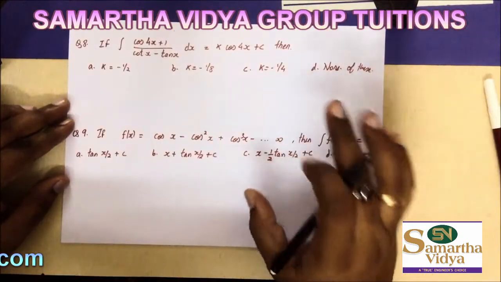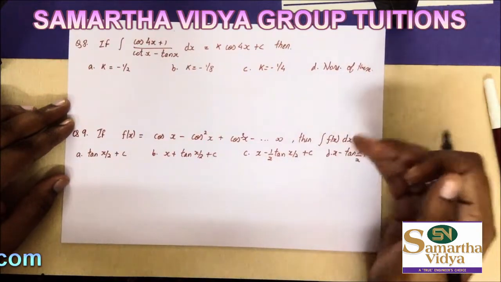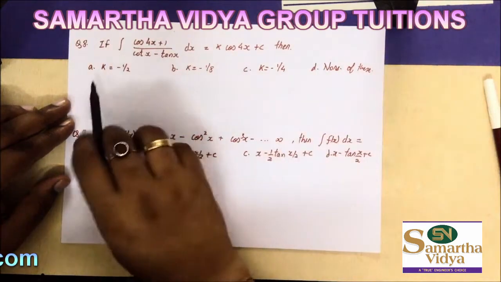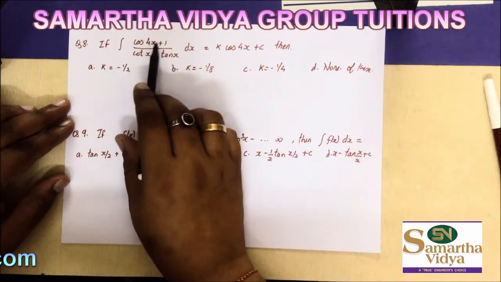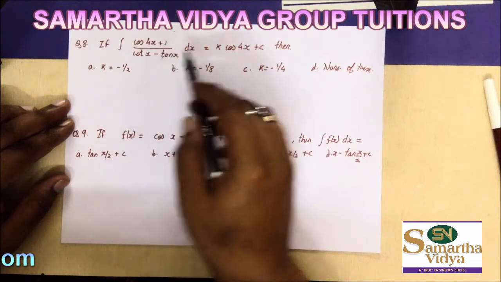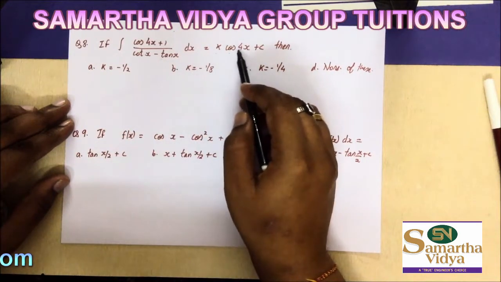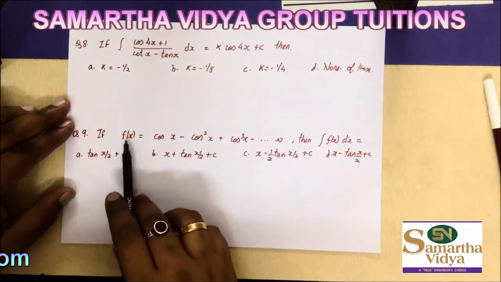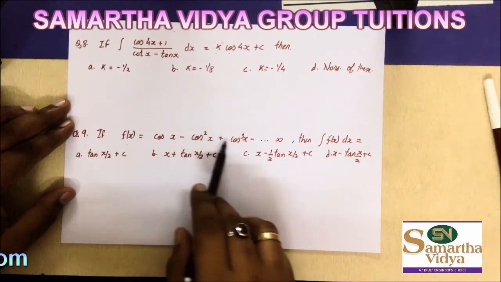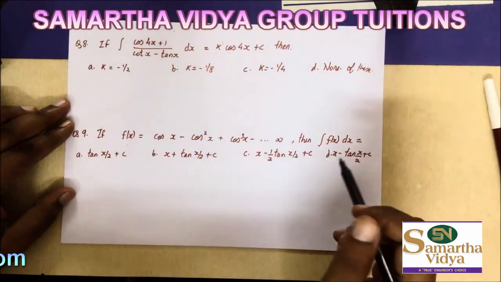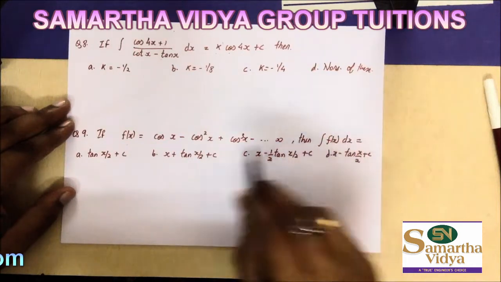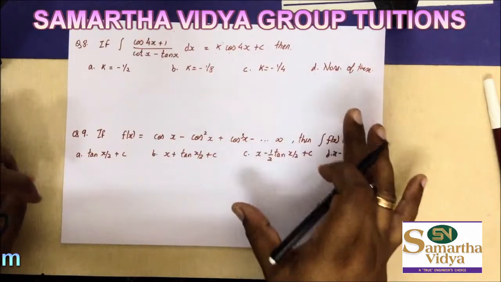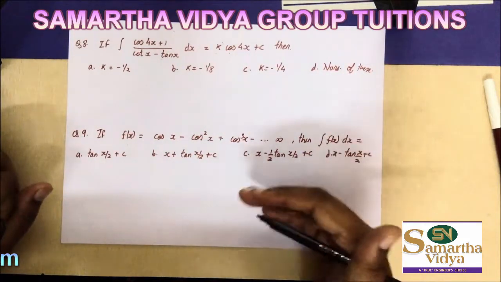So guys, as we have started with this new particular section wherein we'll be asking you a set of questions, these are today's video questions. So we have an integration, that is cos 4x plus 1 upon cot x minus tan x, which is given as k cos 4x plus c. I need to find the value of k. And the other one is f of x is equal to cos x minus cos square x plus cos cube x till infinity. Then I need to find the integration of this particular function. So take your time, try to analyze this set of questions and try to solve it as quickly as possible.